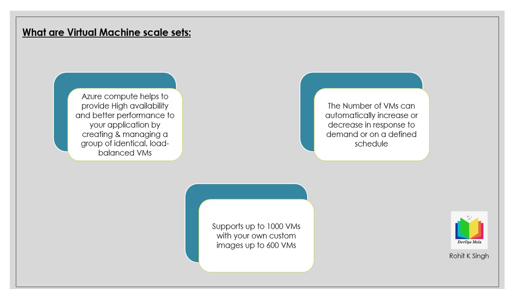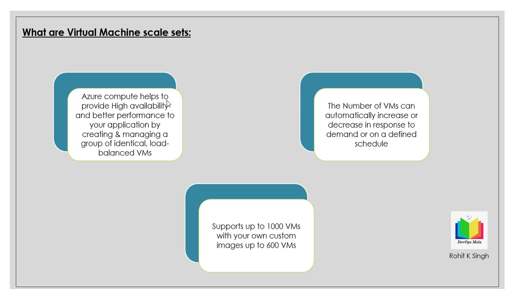But these are all segregated, correct? These are all one process which we're talking about. If we club all this together, like having a load balancer, having the feature of availability set, then you can create a highly available and redundant infrastructure for yourself. That is what virtual machine scale set is all about.